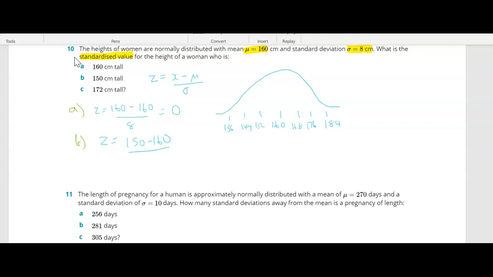Okay, let's do 150. 150 minus 160 is negative 10 over 8. And then I probably should do that on the calculator.